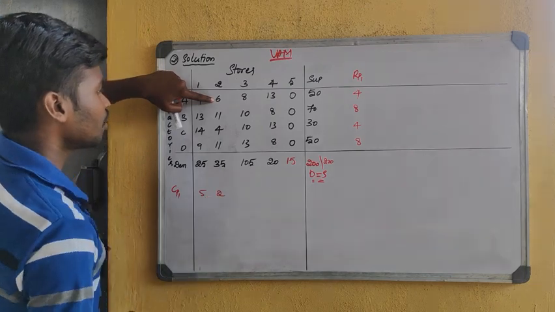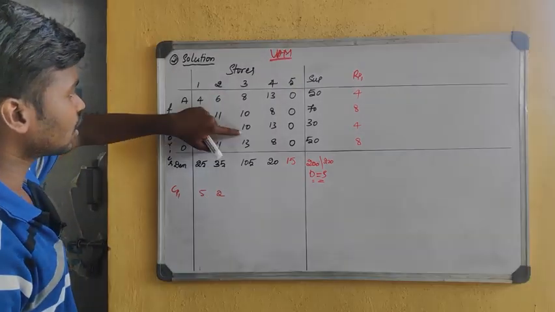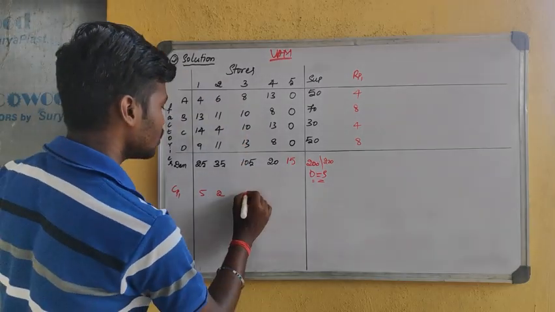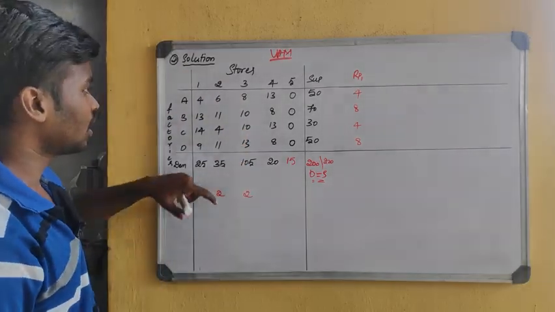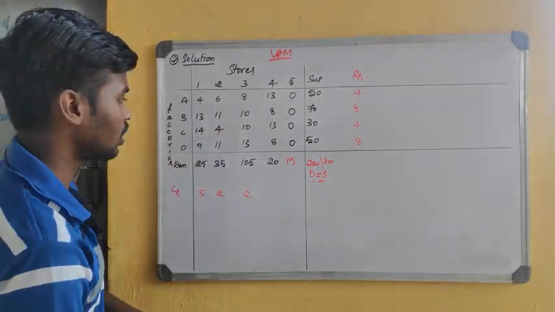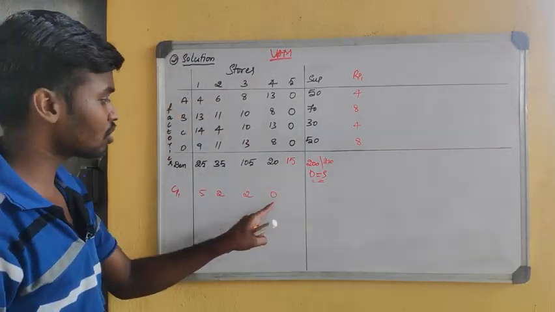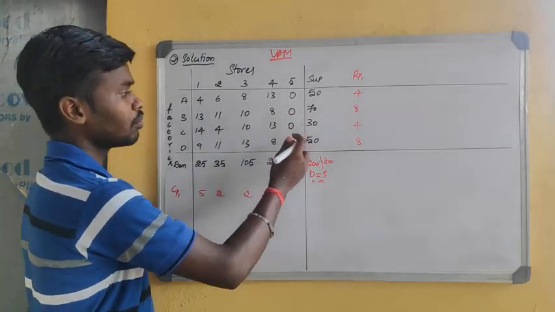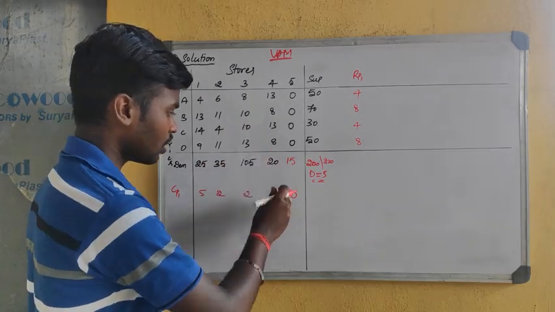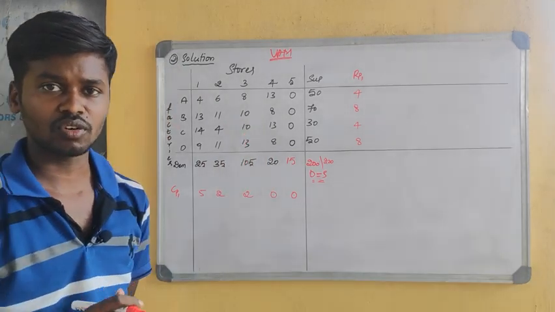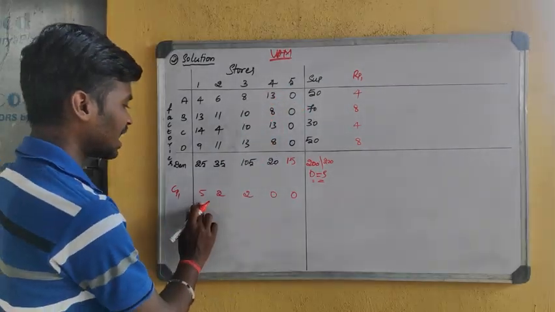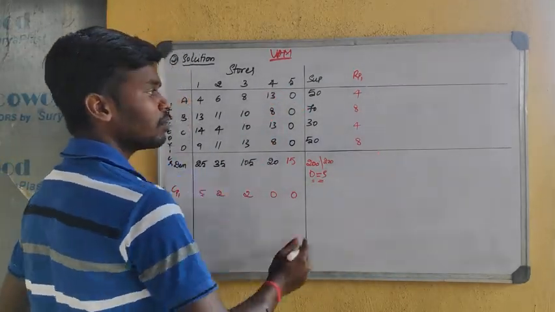Next, in the third column, the first least is 8 and the second least is 10. What is the difference? 2 is your penalty. Next, in the fourth column, the first least is 8 and the second least is also 8, so 0 is your penalty. In the fifth column, all costs are 0, hence the first and second least are also 0, therefore the penalty is also 0. Now we have calculated the row penalties and the column penalties. From this entire set of penalties, which is the highest number?